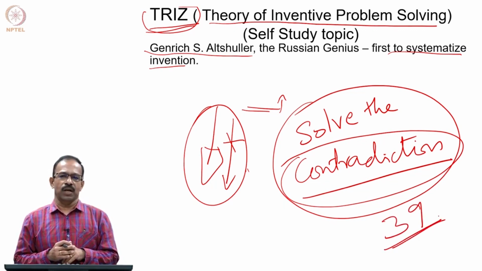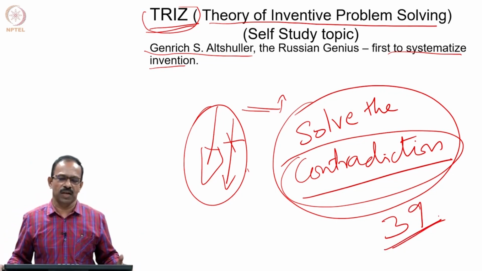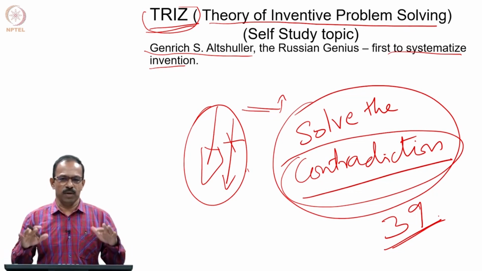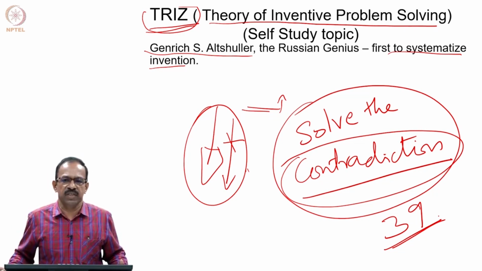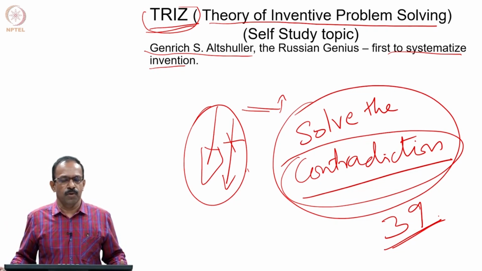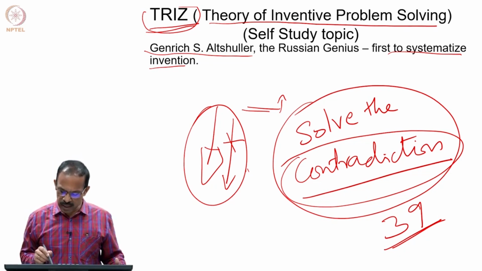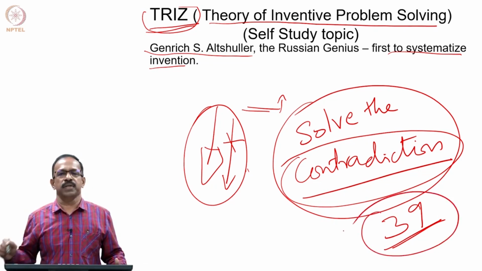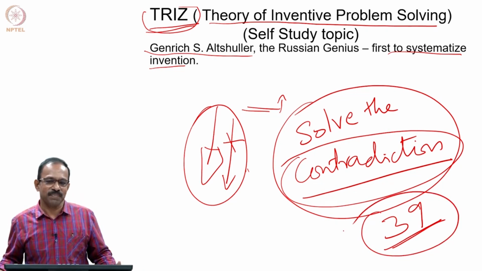that contradict in any design you take, or all the designs existing in the current world or the current patents. He found that any design problem can be considered as a contradiction between only 39 engineering parameters. That was the first realization he had.